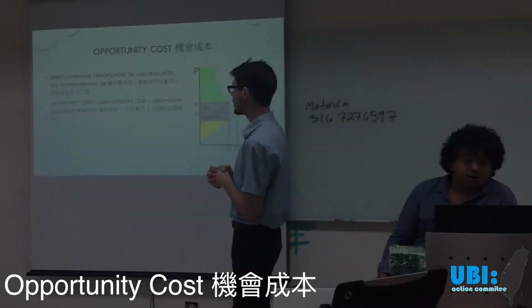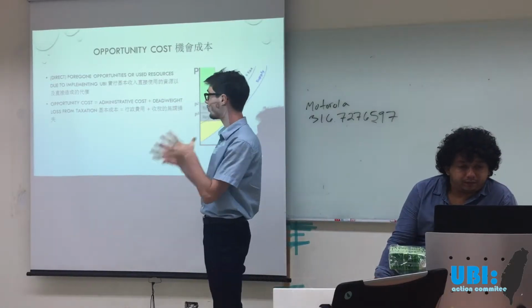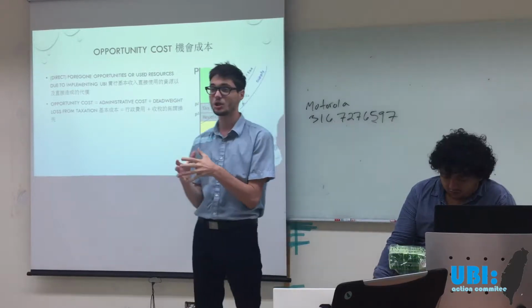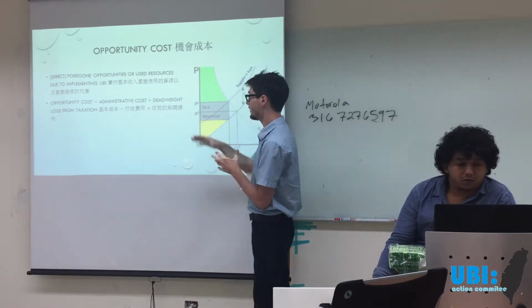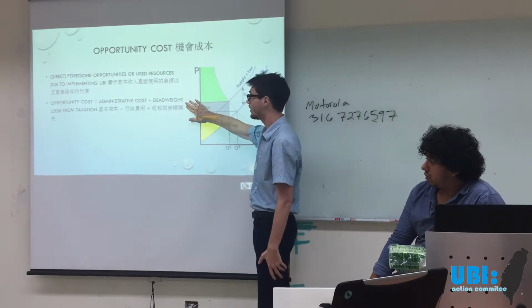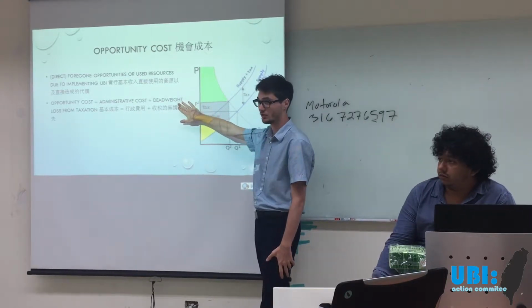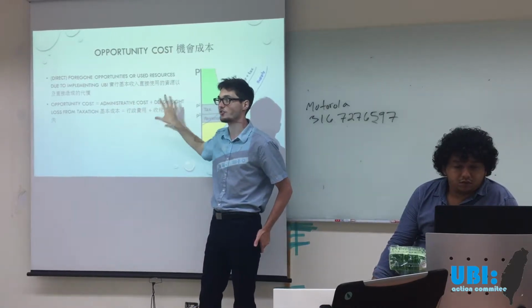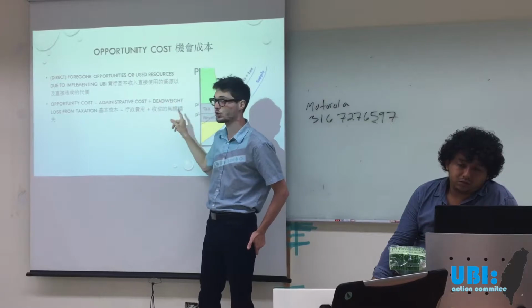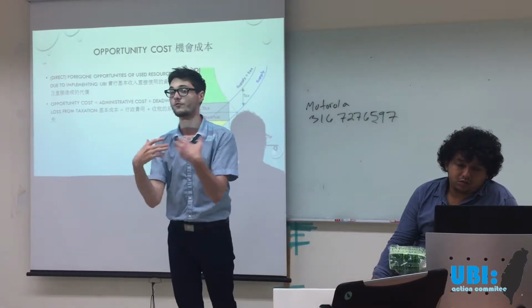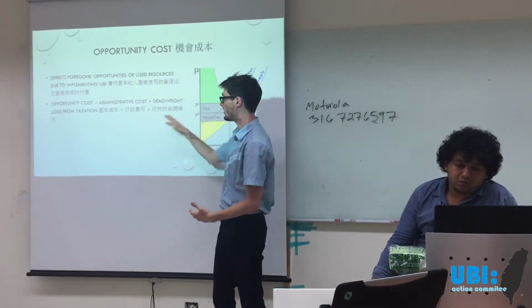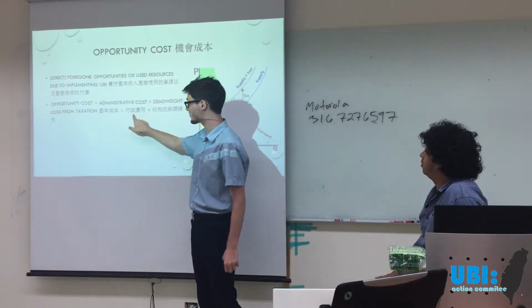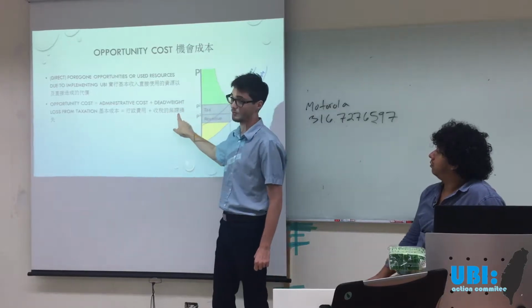So that is the direct foregone opportunities or used resources due to implementing UBI. That would be the administrative cost and the deadweight loss from taxation. There are only two real opportunity costs, the actual resources that are used to implement UBI and thus foregone, and they are these two areas. UBI is really good on this part and might be really bad on this part.